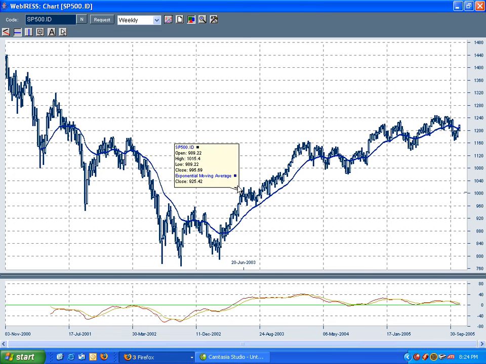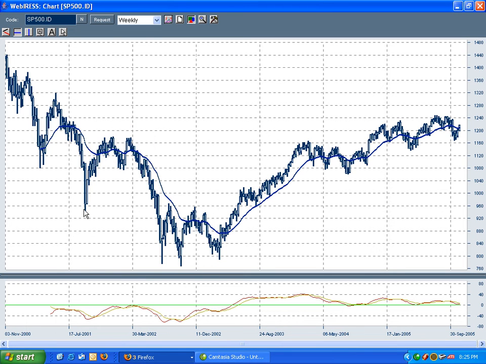Okay, let's take a look at the 20 period exponential moving average on the weekly chart of the S&P 500. I just want to show you that moving averages can be used across a wide range of markets. Doesn't matter. If you can trade it, you can apply a moving average to it. Okay, we can see starting out that the moving average acted as resistance.